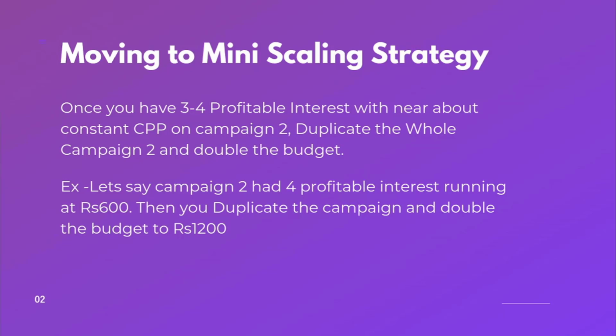So what you will do, once you see that your ad set or your campaign has a profitable CPP and a constant CPC, is duplicate the whole campaign 2 and double the budget. So here's an example. Let's say campaign 2 had 4 profitable interests running at 600 rupees. Then you will duplicate the whole campaign and double the budget to 1200 rupees. Hope it makes sense. Whatever profitable campaign is working, just duplicate and double the budget. This is just the mini scaling strategy.